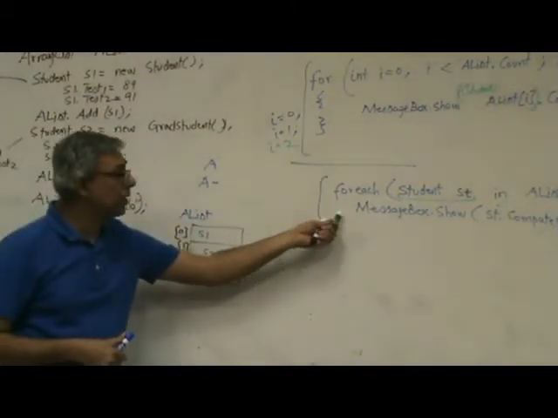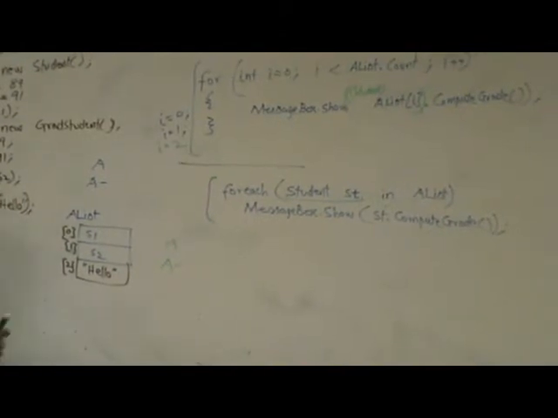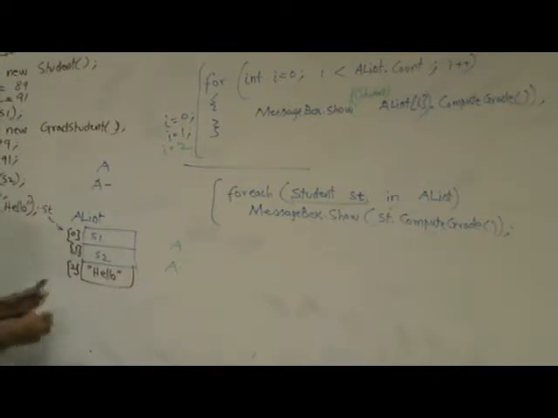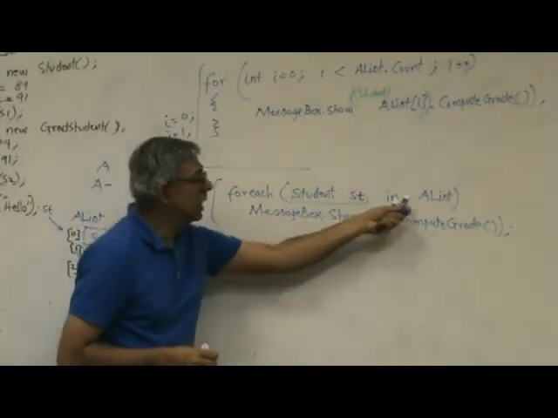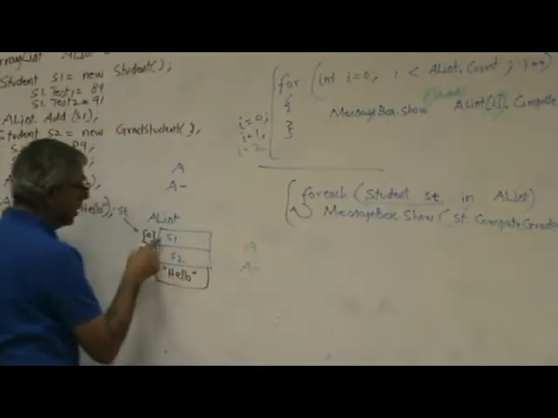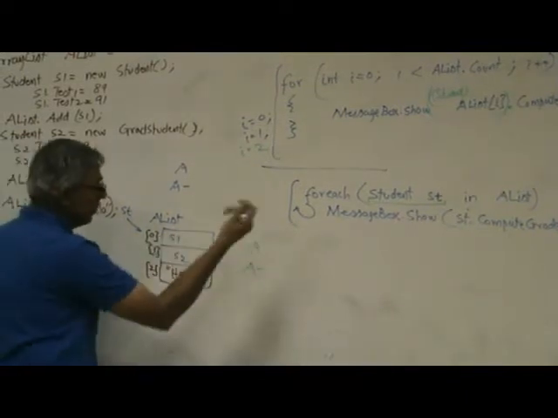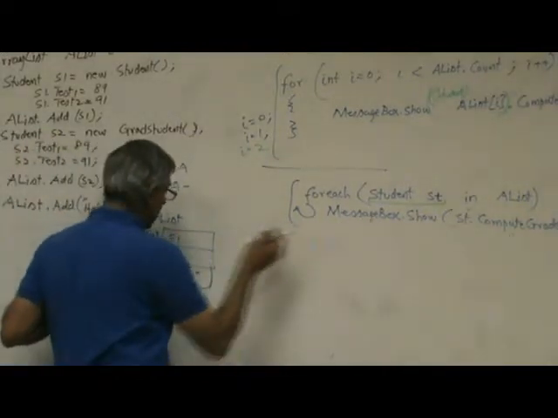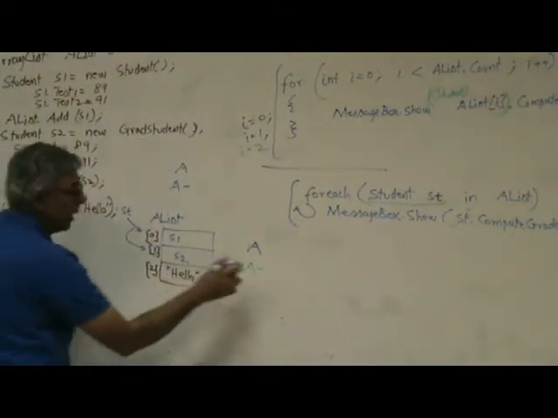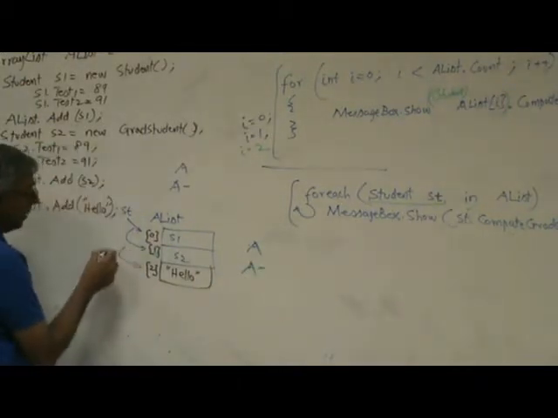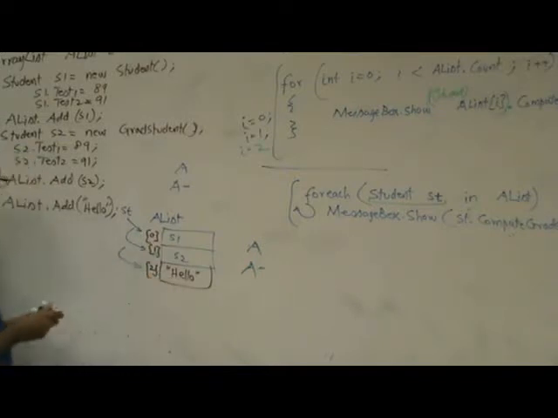Okay, let's go to this scenario over here. Again, very first time through the loop, ST will be pointing over here. For each student ST in A list. So first time through this loop, it will point to S1. It is a student, so it will print A, no problem. Second time through this loop, ST will point to the second object. It is a student, it will print A minus, no problem. Third time through the loop, can ST point over here? To a string? No. So again, it will generate a runtime error, right?